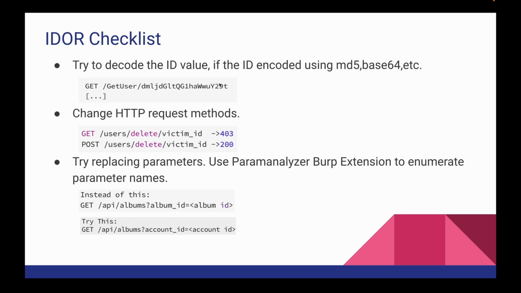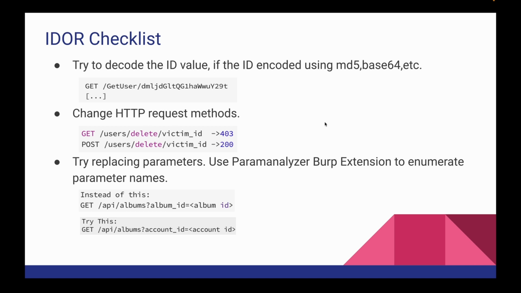First, try to decode the ID value. If it is an alphanumeric value, try to decode it. Try to identify whether MD5 or base64, etc., is being used to encode this particular ID value. If it is MD5, decode this ID value using MD5 and replace it with another user's ID number, encrypt the other user's ID number with MD5, place it over here, and send the request to the server. You will successfully get the other user's sensitive data in your response.